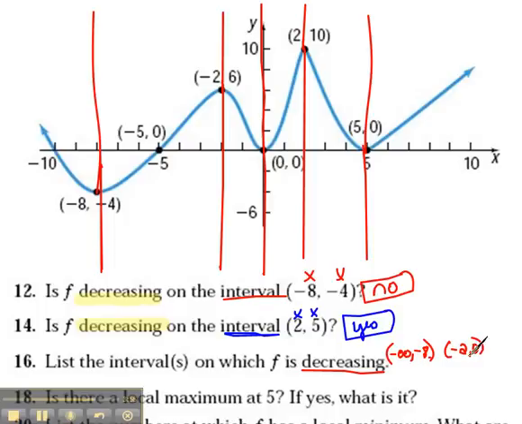Then it turns around and it's increasing, and then it's decreasing starting at 2 and ending at 5. Now remember, I put these all in parentheses. I'm just going to put a comma between each one. We put those in parentheses because intervals always get parentheses, never brackets.